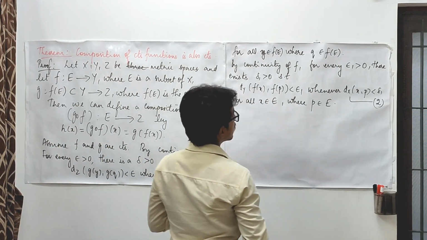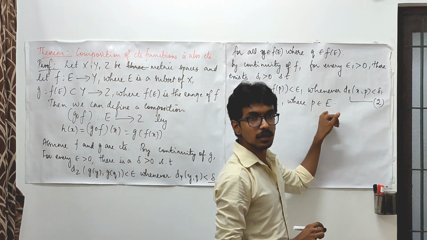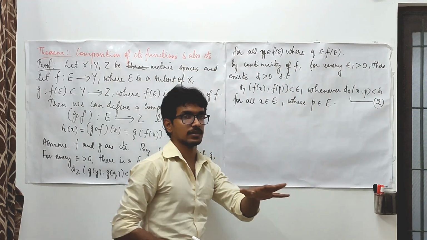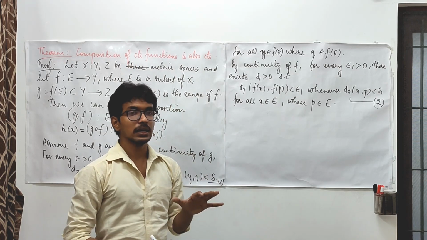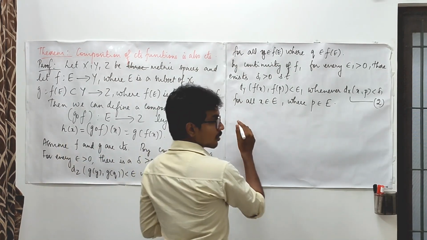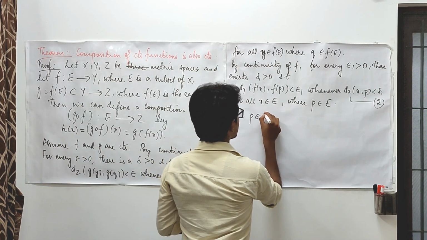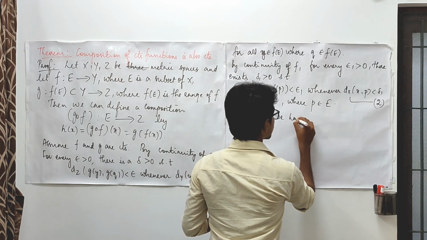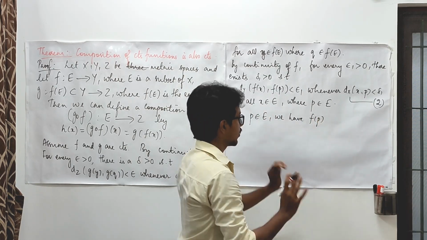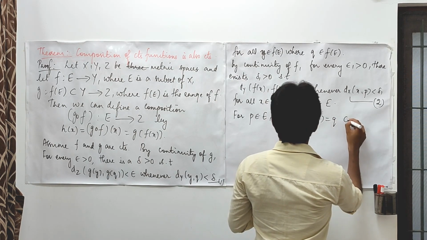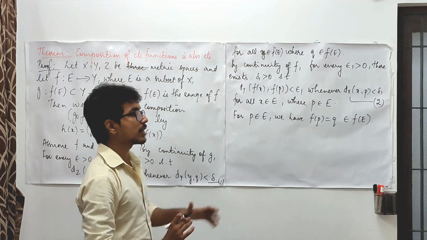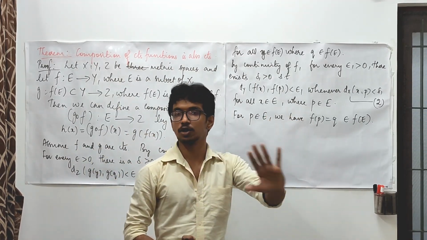So this p, since we have fixed p here, will have an image in f of E. Let us take that image as q. So for p in E we have f of p, and let us name that as q in f of E. You may take it this way or you may simply have f of p, that is no harm at all.